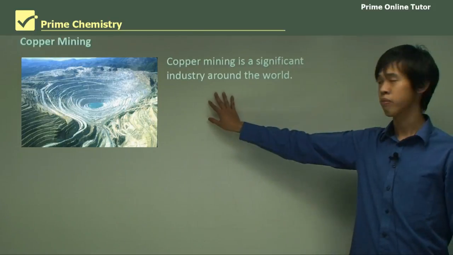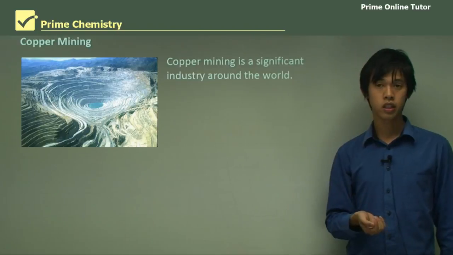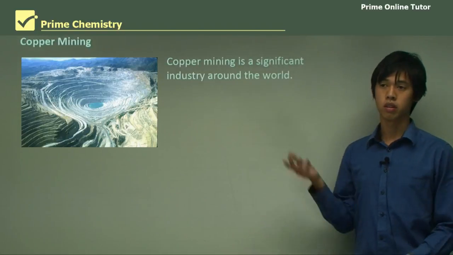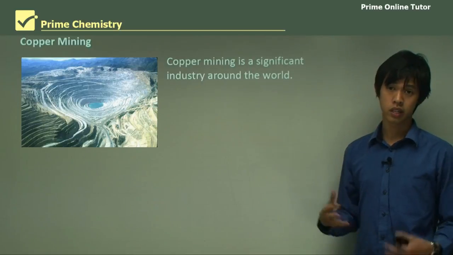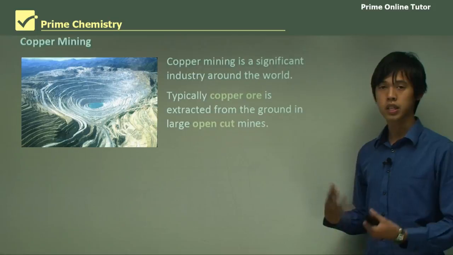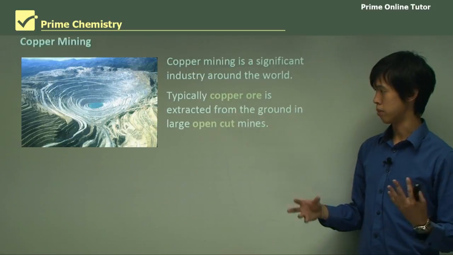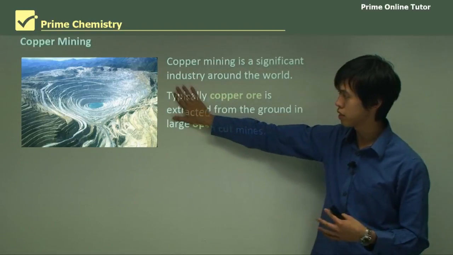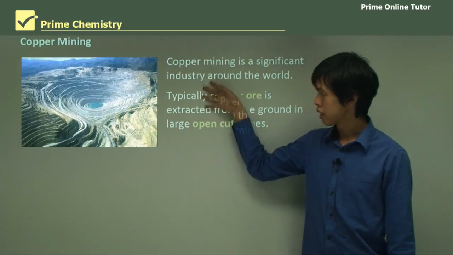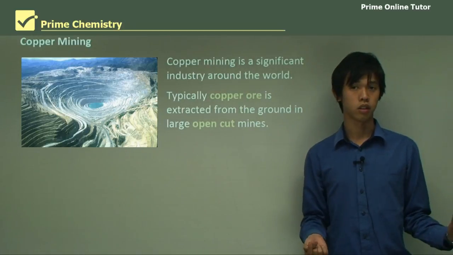Okay, so copper mining. Around the world, copper is a pretty significant industry. Australia is a big exporter of copper, and many other countries around the world also dig out copper from their soil and sell it to other people. Essentially, when we dig out copper ore, we dig it out of the ground in these large open cut mines. So here's an example. This may not look very big, but the scale of this is probably enormous. An open cut mine is just a giant hole in the ground.